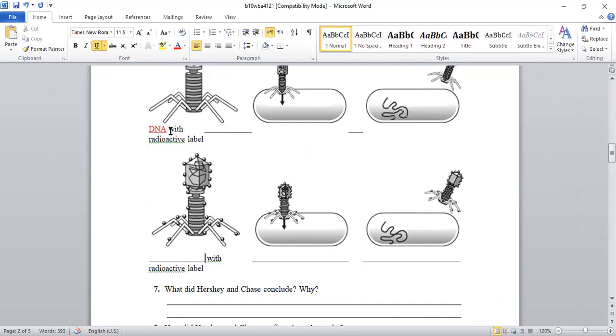What should I write here? Where I wrote DNA, what should I write? Yes, so it will be the protein coat. Exactly, the protein coat.